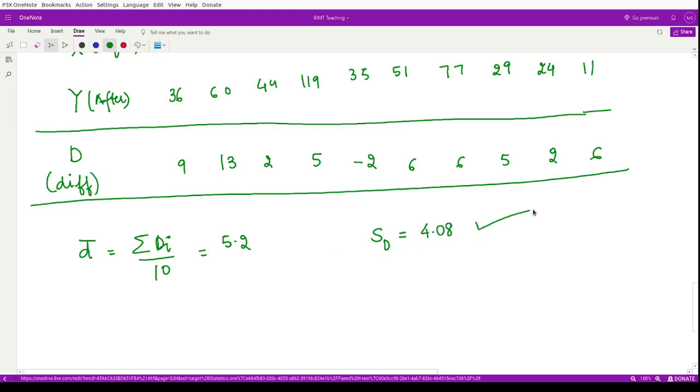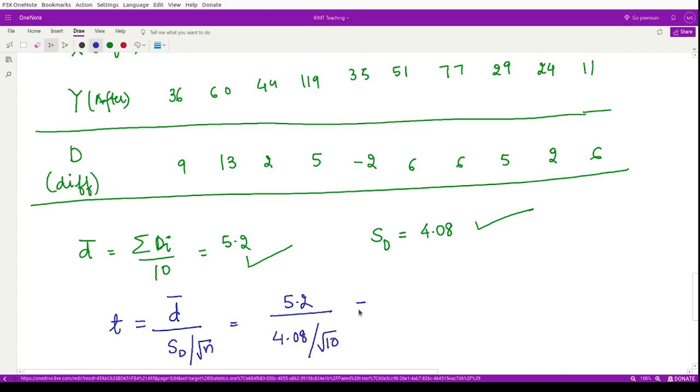So when you have calculated these two values, as you already know, your t statistic, the t calculated, would be calculated using the formula d bar divided by the standard deviation s_d divided by square root n. So it would be 5.2 divided by 4.08 divided by square root 10. So this number would be 4.03. So this is your calculated value of t.